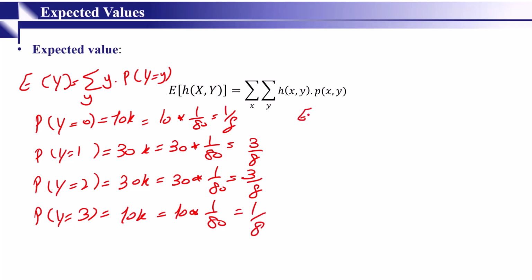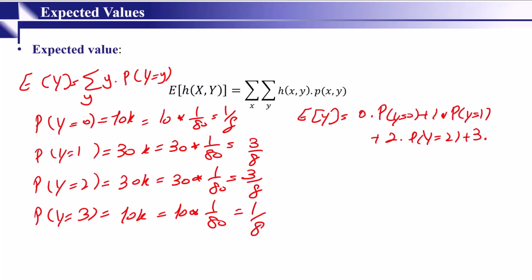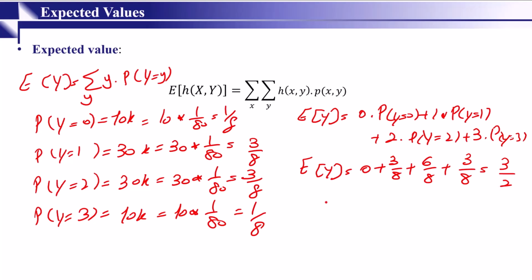Then E of y is equal to 0 multiplied by P(y = 0) plus 1 multiplied by P(y = 1) plus 2 multiplied by P(y = 2) plus 3 multiplied by P(y = 3). So we sum them together, then E of y is equal to 0 plus 3/8 plus 6/8 plus 3/8, which is equal to 3/2. So E of y is equal to 1.5.